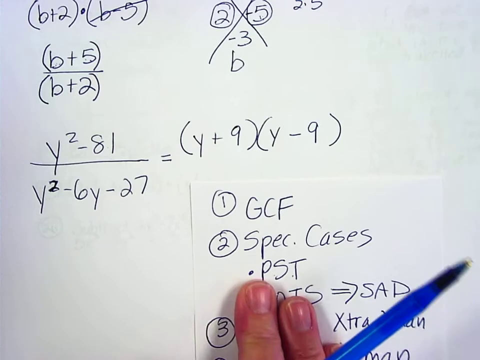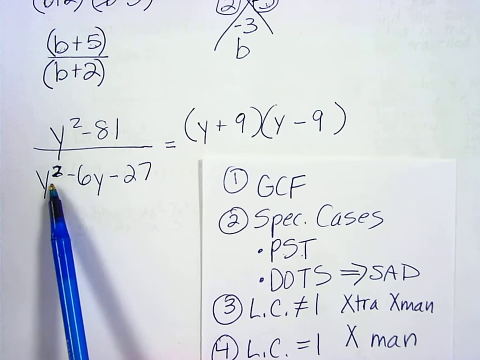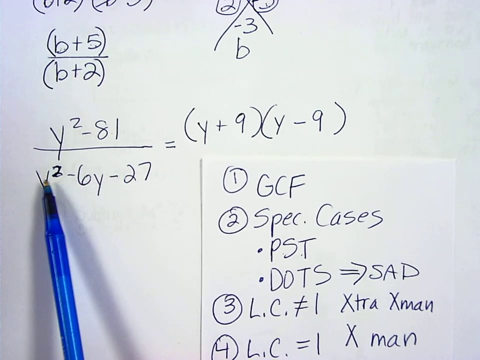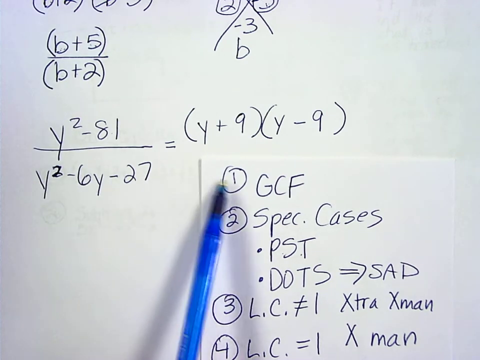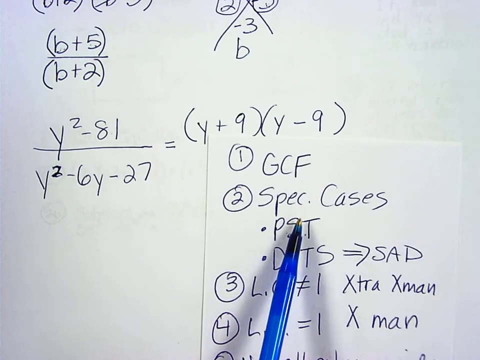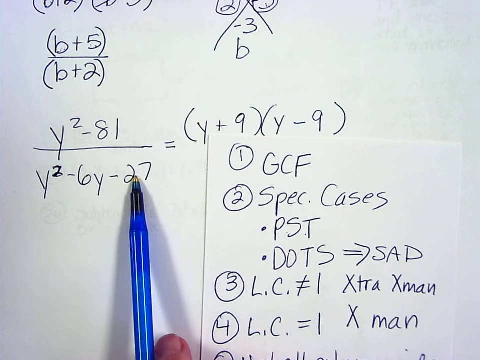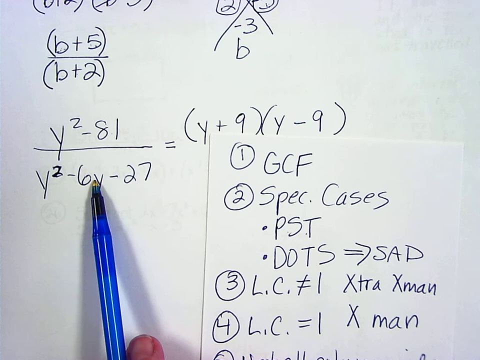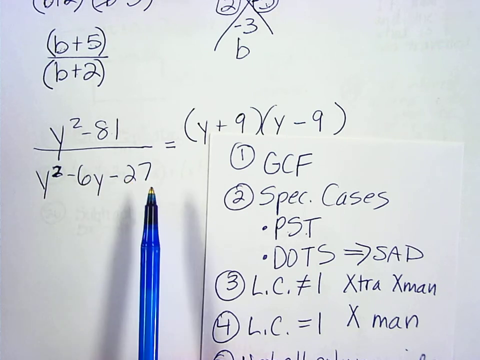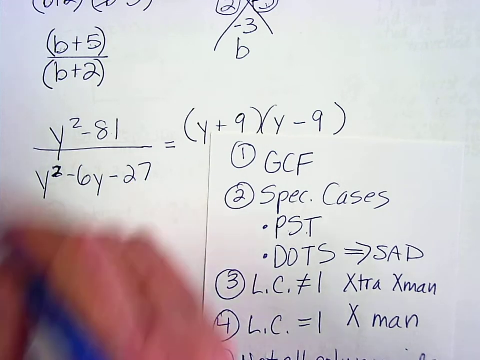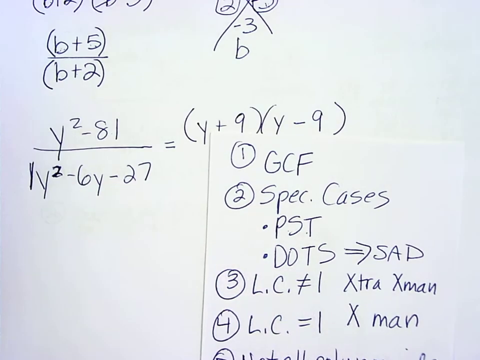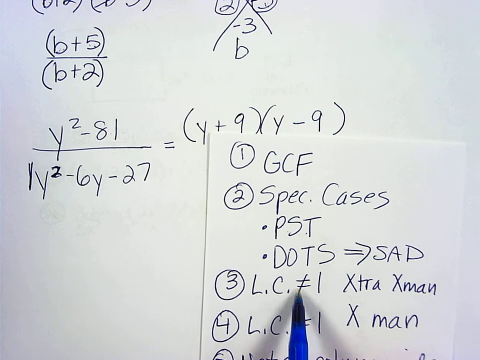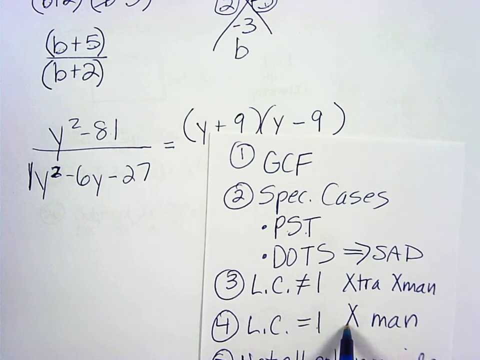Look in your denominator. Is there a GCF? Nope. 3 is a factor of 27 and 6, but there's no 3 in y squared, so no GCF. Is this a perfect square trinomial? 27 is not a square number, so no. Is it a difference of two squares? No, because it's not two terms, it's 3. The leading coefficient is 1, so we're going to do regular old X-man.